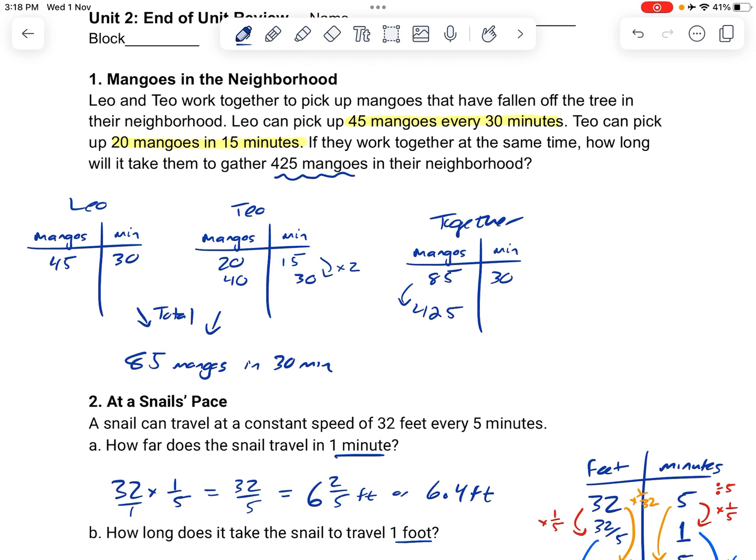Well, if you want to know how to scale 85 up to 425, if you can do that mentally, great. If not, I would just get out my calculator and ask how many times 85 goes into 425. And it turns out to be 5 times. So I would have to multiply this by 5 to scale up my ratio, and then I have to do the same thing with the minutes in order to keep them equivalent. So in total, it is going to take 150 minutes for them working together to pick 425 mangoes.